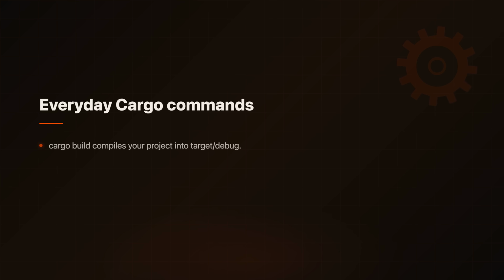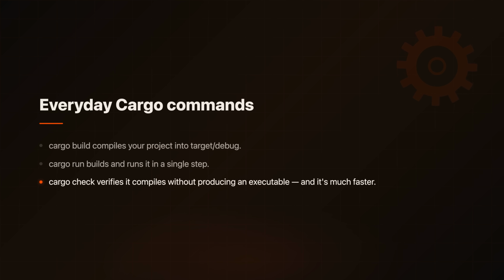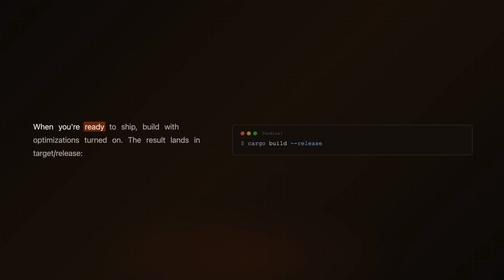Everyday Cargo commands. cargo build compiles your project into the target/debug folder. cargo run builds and runs it in a single step. And cargo check verifies it compiles without producing an executable, and it's much faster. When you're ready to ship, build with optimizations turned on. The result lands in the target/release folder.